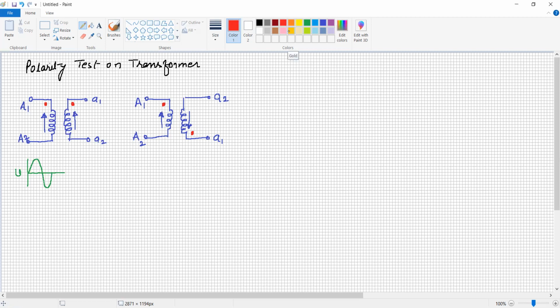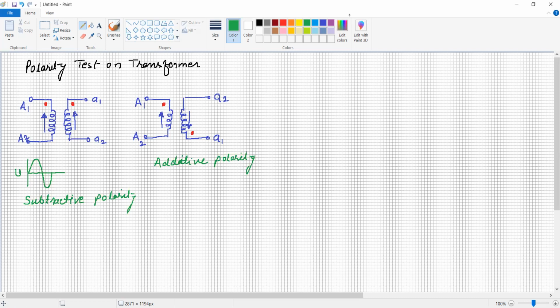Now, it is called additive polarity and it is called subtractive polarity. So we will give the name subtractive polarity, and additive polarity. Okay. Now, how to find this polarity on the transformer?